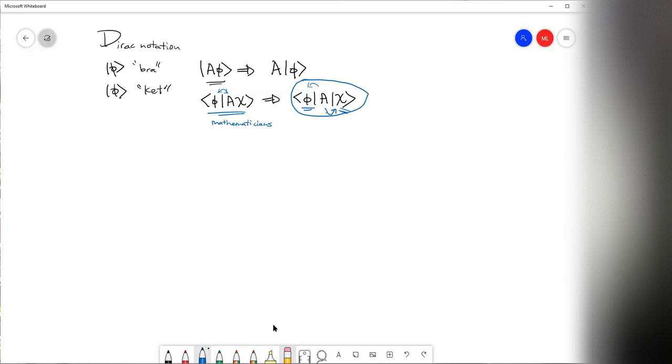Maybe I shouldn't say always, but for the most part, we're going to use this notation where you have some bras, you have some operators in here if you want, or maybe no operators, and then you have a ket like that. And that's the same as this kind of inner product.